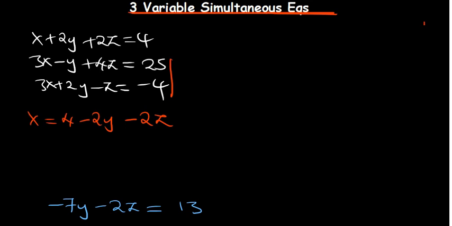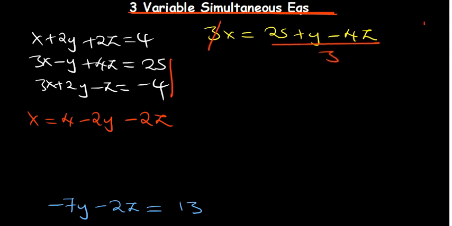So I'd have to make x the subject in the first equation again. Let's just do that. So we have 3x being equal to 25 plus y minus 4z, divided by 3, right? So the 3 there will divide, and then you just remove the 3 there. And then get the second equation and substitute.